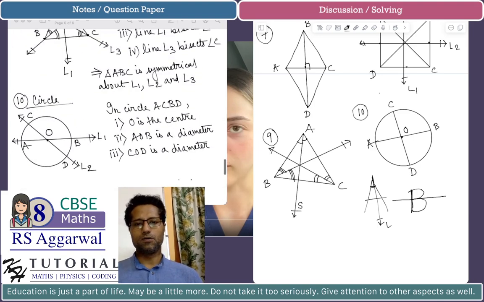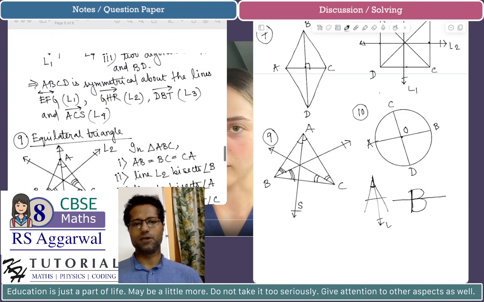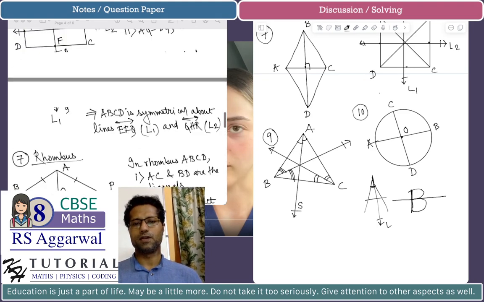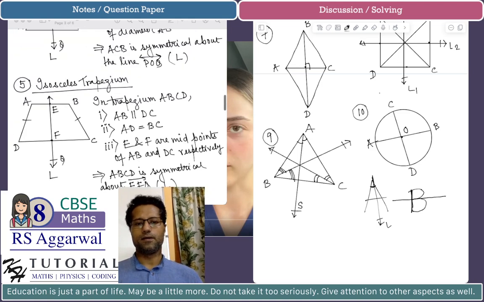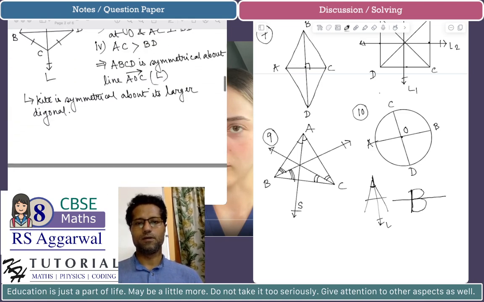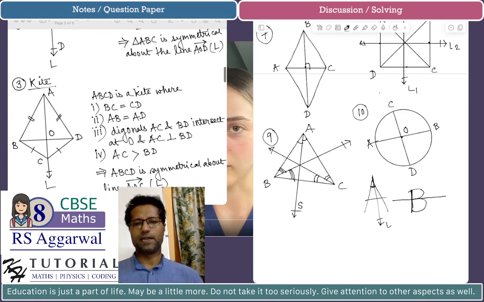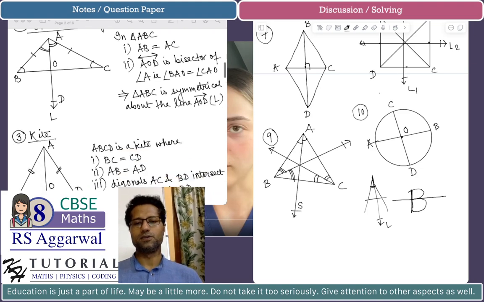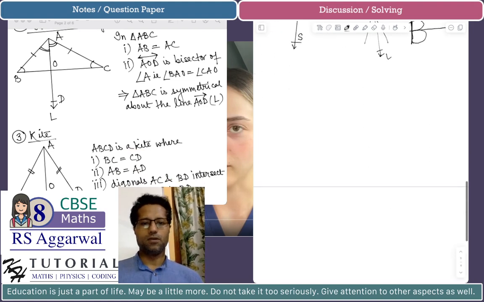So this is all about the theoretical concepts about reflection symmetry, that is, a figure is symmetric about a line, and we discussed some standard figures about their reflection symmetry and what is their line of symmetry, or how many lines of symmetry they have. Okay, now let's try to solve.